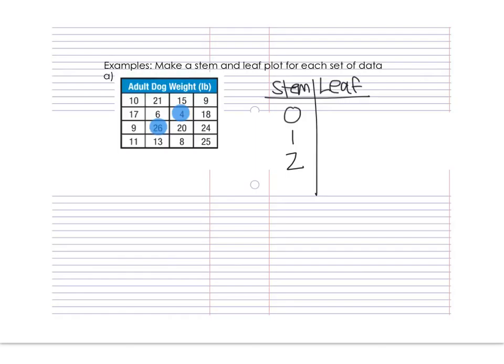Now let's go through our list. Let's start at the number 10. 10 has a stem of 1 and it has a leaf of 0. So here's my stem of 1 and I put the 0 in the leaf row. Now I'm going to look at 21. 21 has a stem of 2 and it has a leaf of 1.